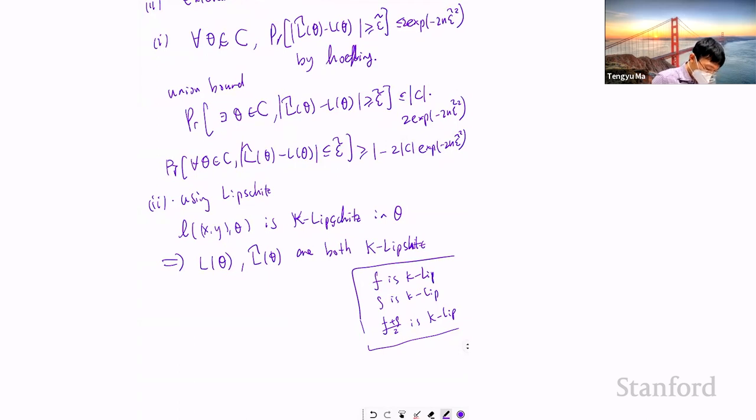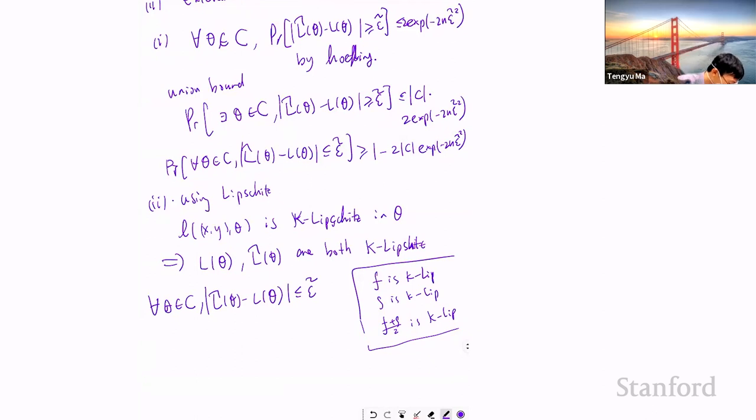Okay, so suppose we have this. We already know that for every theta in C, L hat theta minus L theta is small. So suppose we condition on this event. With very high probability this happens, and suppose this happens, let's condition on this event.